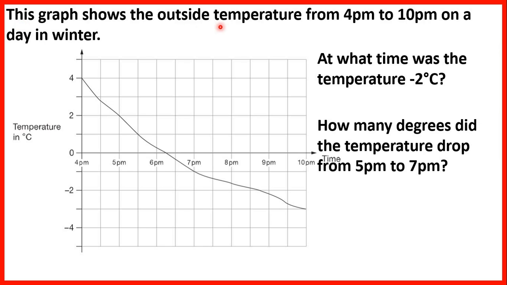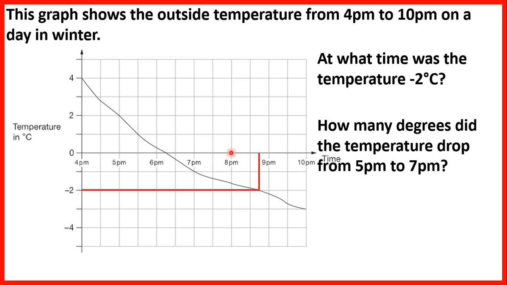This graph shows the outside temperature from 4 PM to 10 PM on a day in winter. At what time was the temperature -2 degrees? So we can find -2, draw a line across, and then draw a line up from where it hits the line on our line graph.